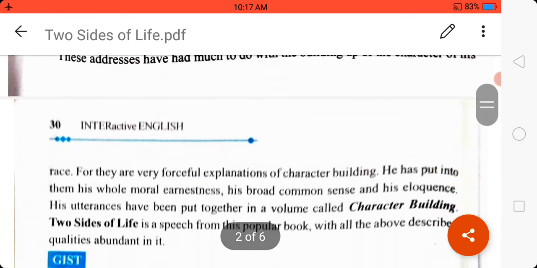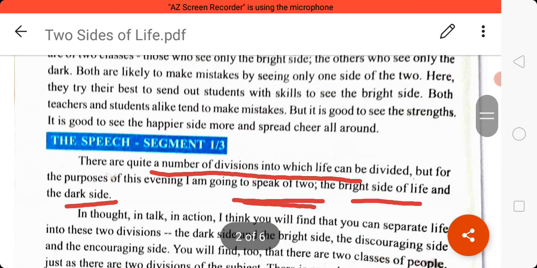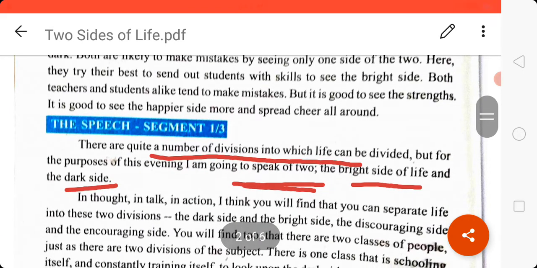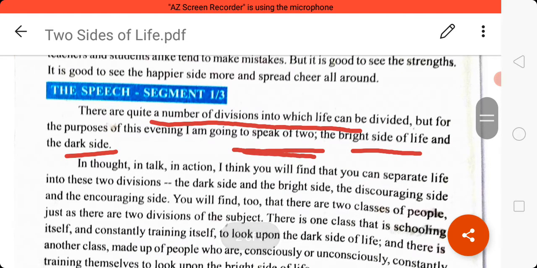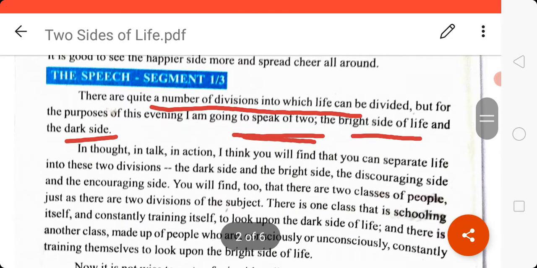Now, next we'll go with the topic. Here, this was the speech given by Booker T. Washington, and this speech is divided into three segments. First segment, second and third segment. Now we'll go with the first segment.